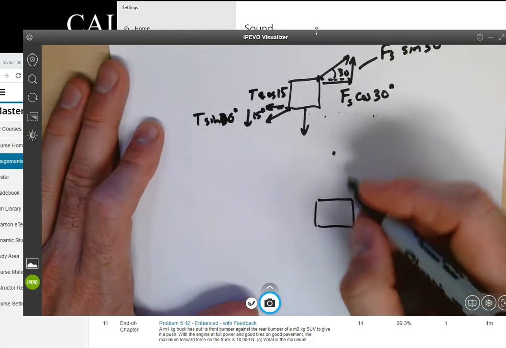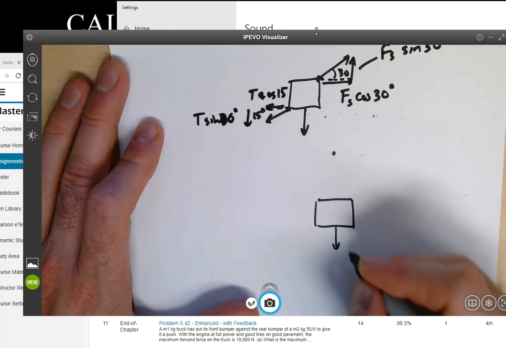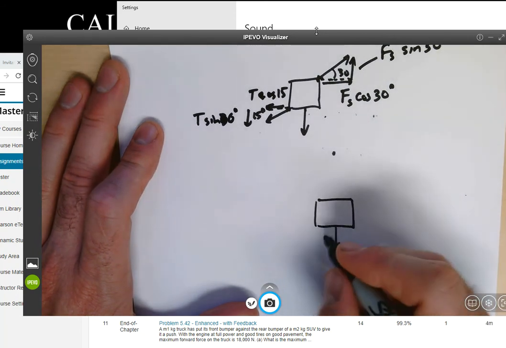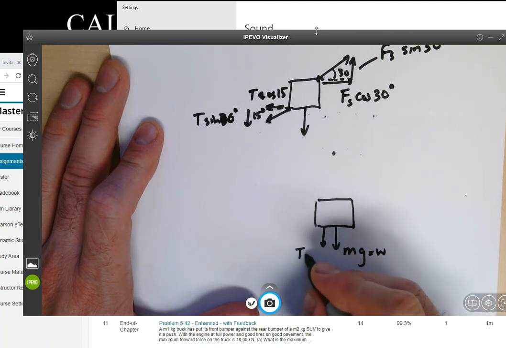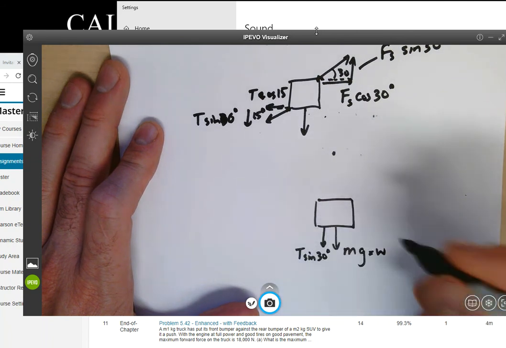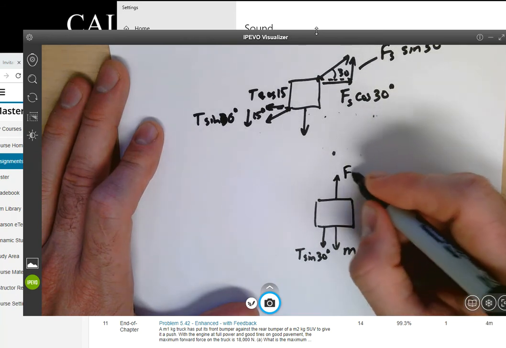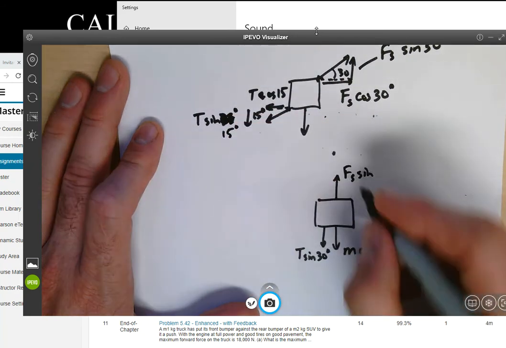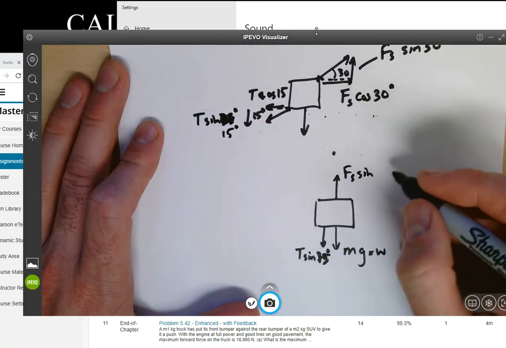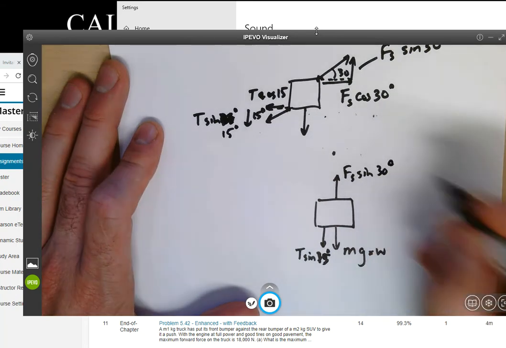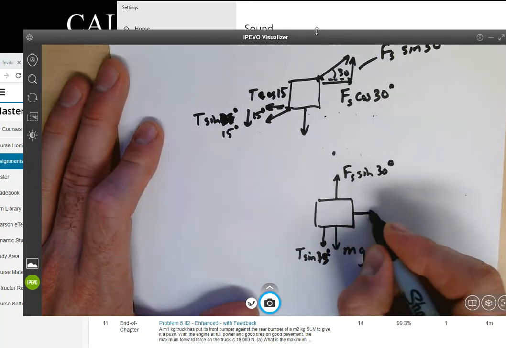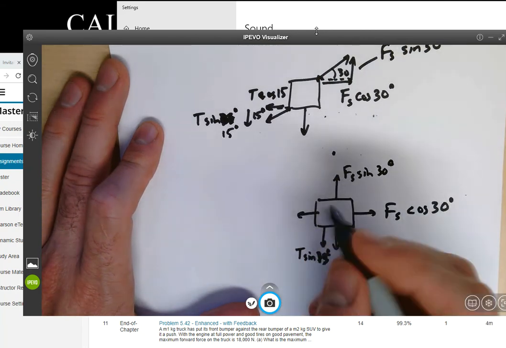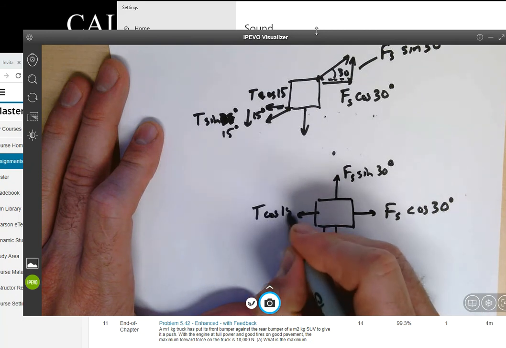So just drawing that all out more clearly, we have the weight, which is mg. We have also T times the sine of 30 degrees, and the force of the sail times the sine. Oh, I'm sorry, I said 30 degrees. This is wrong. This is 15 degrees here. This is 15, and this is the sine of 30 degrees. So that's our vertical parts, and our horizontal parts are the force of the sail times the cosine of 30 degrees, and the tension times the cosine of now 15 degrees.